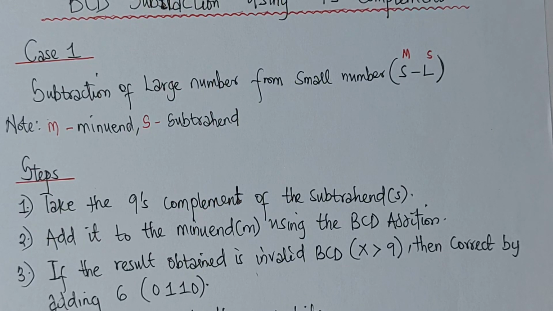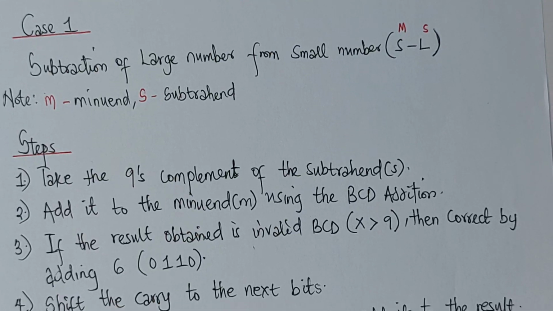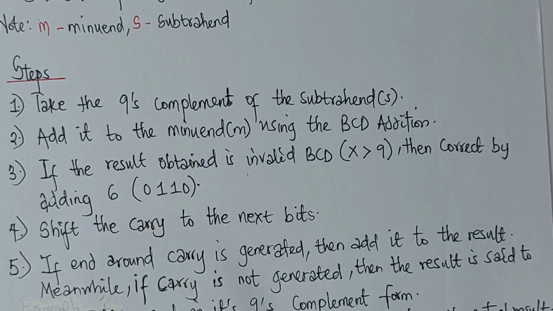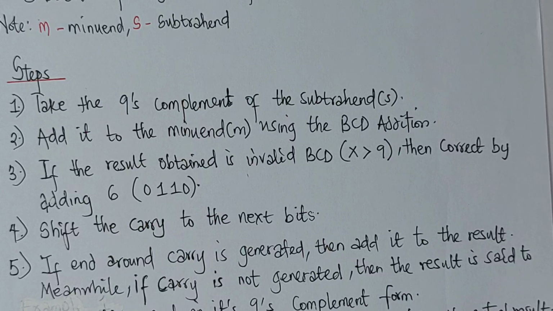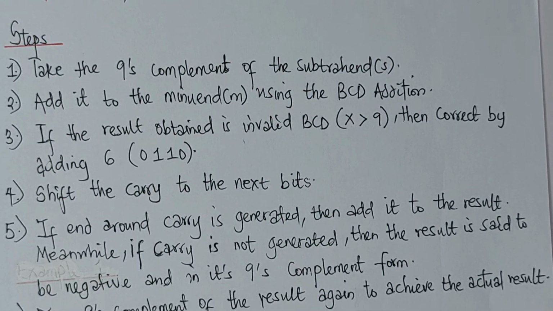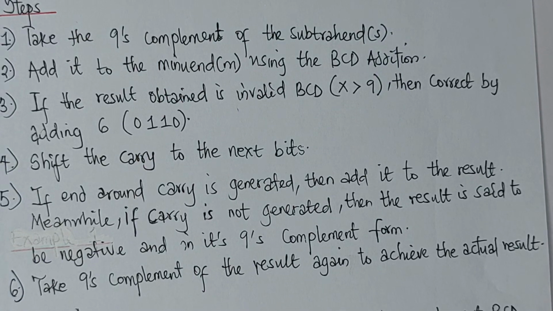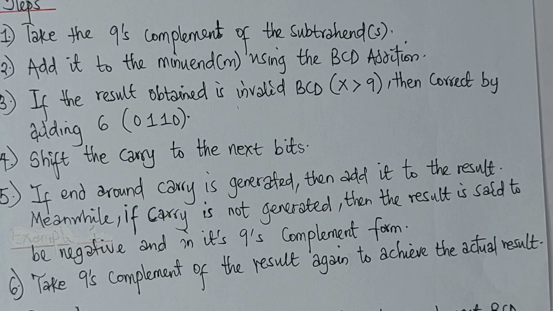So we proceed to step 4. In step 4, it says, shift the carry to the next bit. Now we consider step 5, which says, if an end around carry is generated, then add it to the result. Meanwhile, if carry is not generated, then the result is said to be negative and in its 9's complement form. And lastly, step 6: we have to take the 9's complement of the result again to achieve the actual result. I know this will look like so much for you, so don't worry, I'll take you through an example.